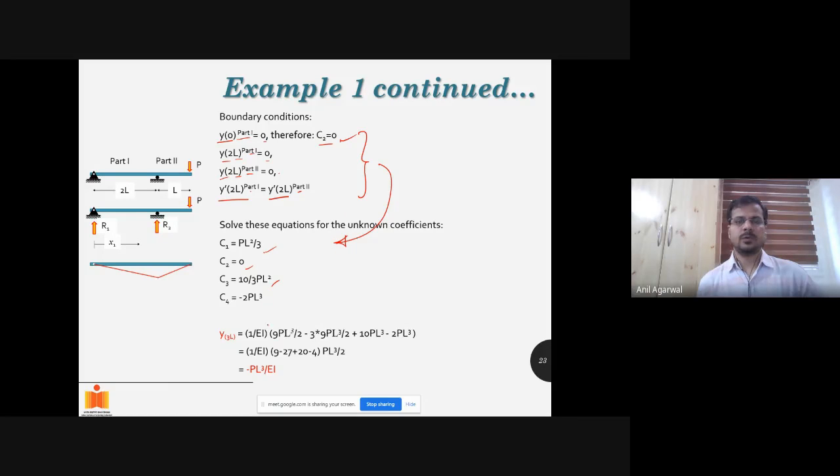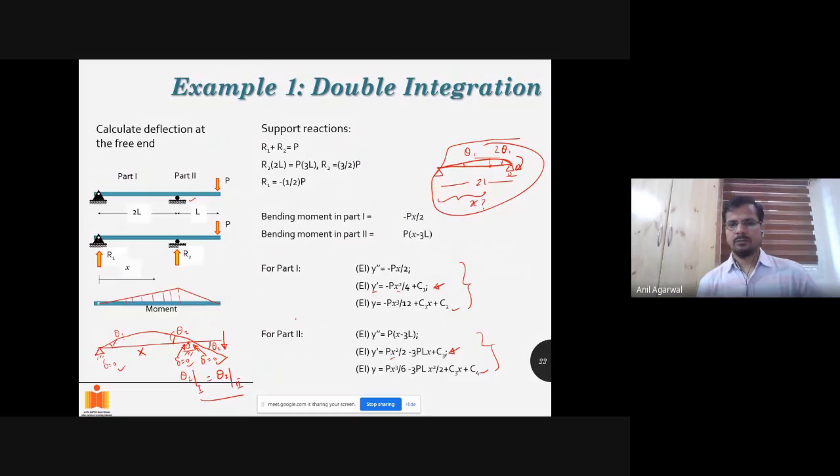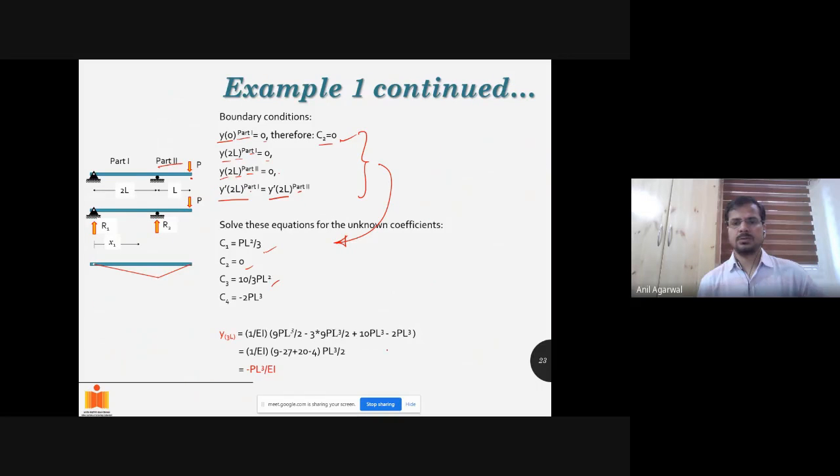So these will give me these 4 values. Once I substitute these 4 values, I can calculate. For me to calculate the deflection at this location, I have to use the y value of part 2. It's just px cubed by 6 minus 3pl x square by 2 plus c3 x plus c4. So the c3, c4 values I substitute. Minus 2pl by cube, 10pl cube.